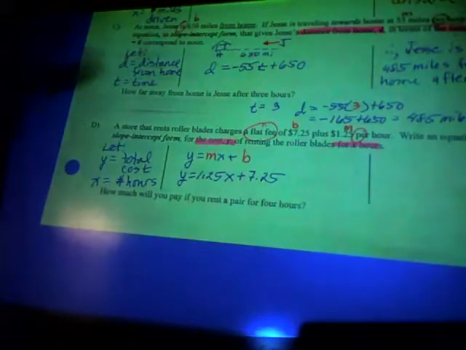All right, so then they're giving you, how much would you pay if you rent a pair for 4 hours? Have they given you X or have they given you Y for 4 hours? So that's your X. So go ahead and plug in. Y equals 125, and I expect that you ought to be able to multiply 125 times 4. If you have $1 times 4, how many dollars do you have? $4. If you have a quarter times 4 and you have 4 quarters, how much does that equal? $1. So what's $1 plus 4? Was that hard to multiply?